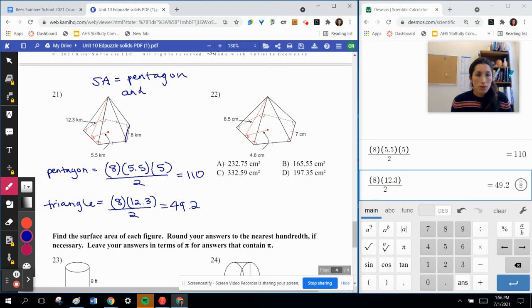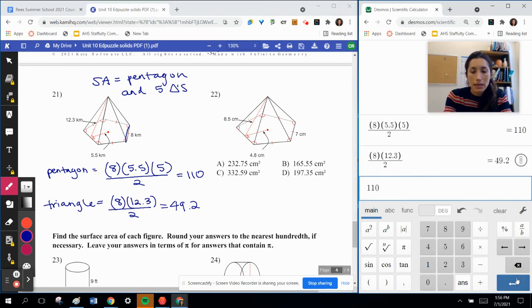So our surface area, we've got a pentagon and 5 triangles. So we're going to add those all together. So our pentagon had an area of 110, and we're going to add to it the 5 triangles, and each triangle was 49.2.